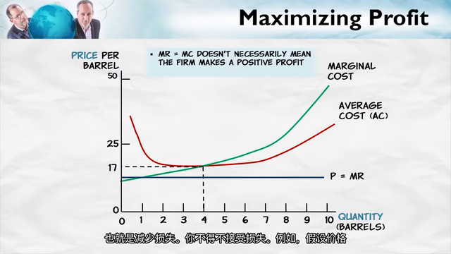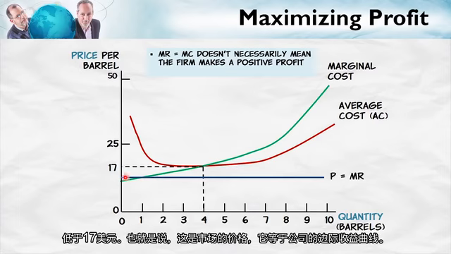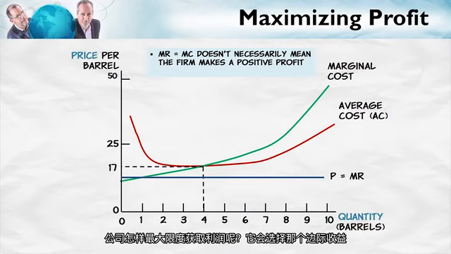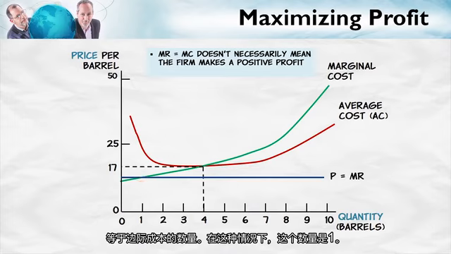For example, suppose that the price is below $17. That is, here's the market price, which is equal to the firm's marginal revenue curve. How does the firm profit maximize? Well, it chooses the quantity where marginal revenue is equal to marginal cost. In that case, this quantity is 1.